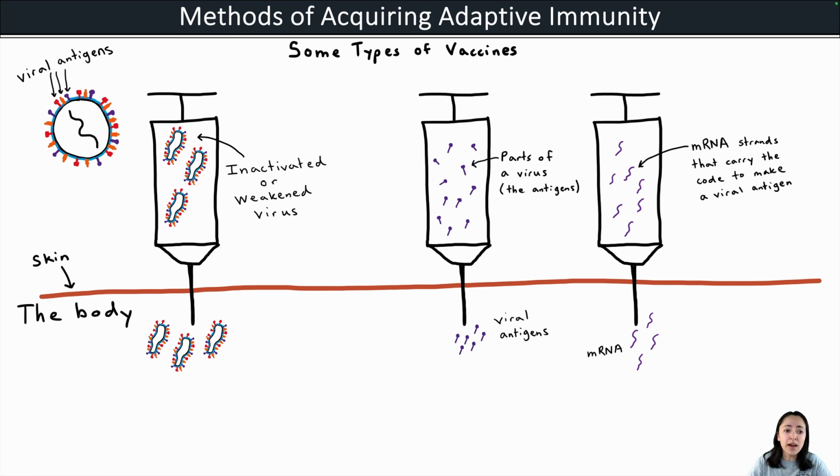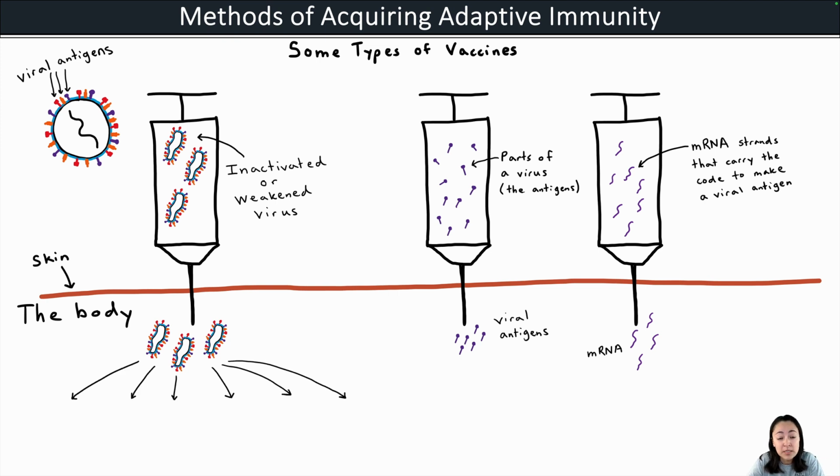By exposing your body to an inactivated or killed virus, your body will be exposed to the antigens, but you won't get sick because that virus has been killed, or I shouldn't say killed because they're not actually living, but that virus has been destroyed in some way, probably by heating it up or something. So anyway, you're exposed to that inactivated or weakened virus.